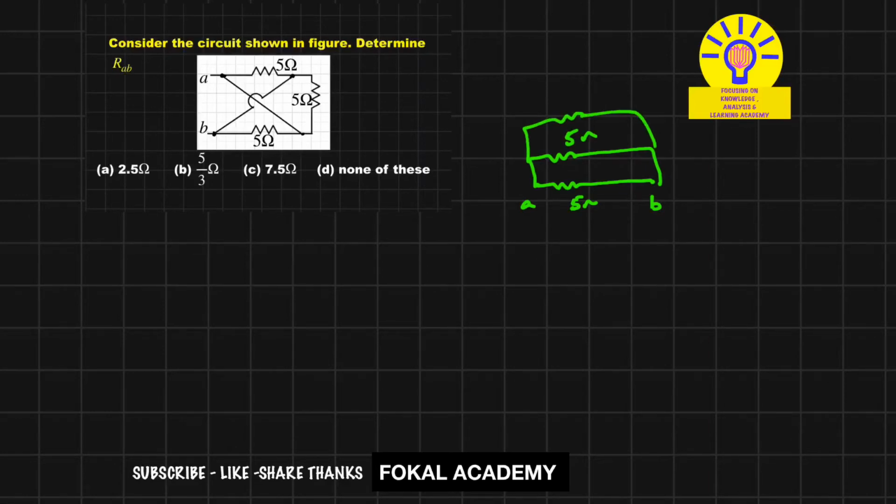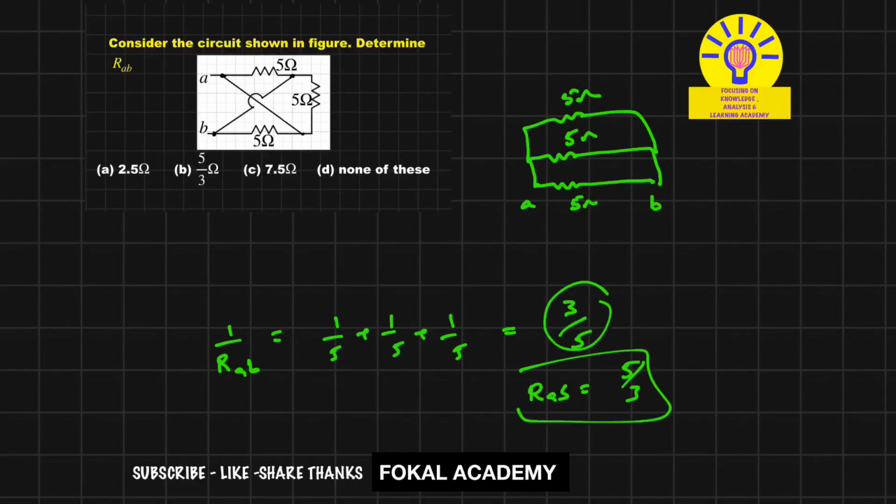So when you observe that, these three resistors are in parallel to each other. Now we can get the parallel resistance: 1 by RAB equals 1 by 5 plus 1 by 5 plus 1 by 5, that's equal to 3 by 5. So RAB is equal to 5 by 3. So from the options, option B is the correct option.